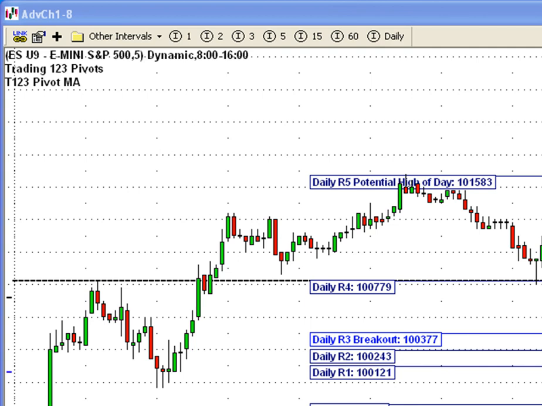So that's how you profit trading the futures with the pivots. Buy the breakout areas, buy support, and trade it right up to the next resistance of the R5 level, high of day. Bank your profits, and go on to the next trade the next day.